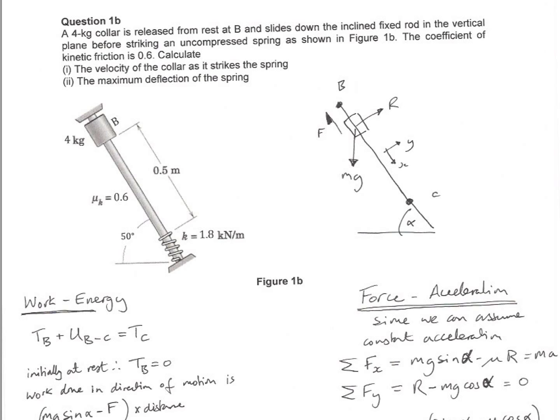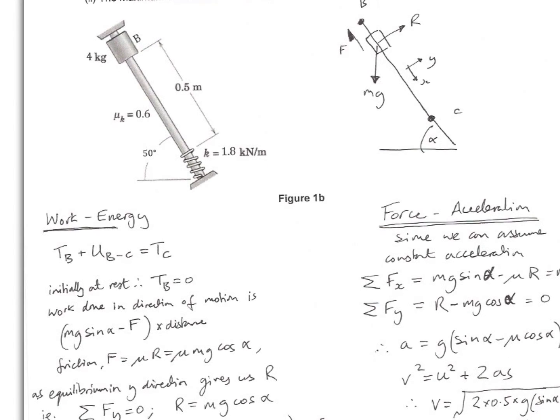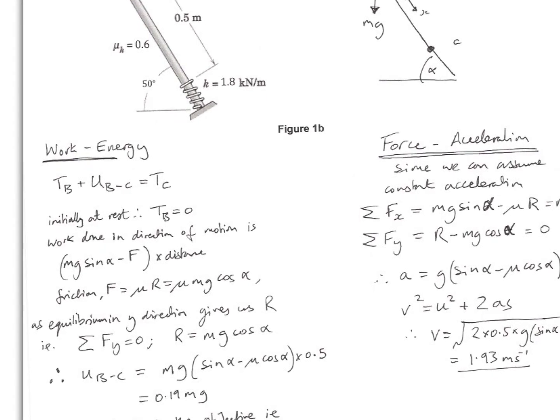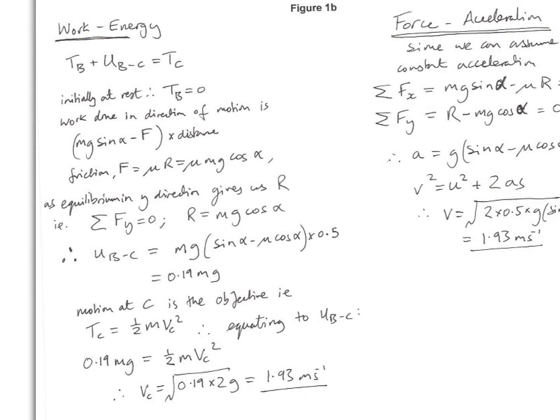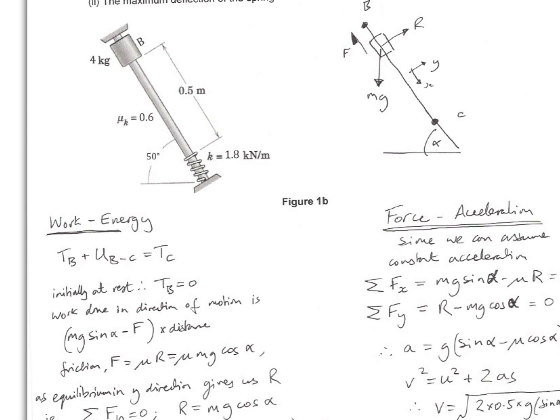And there's two ways you can solve this. Fairly similar to start with, but subtly different in the way in which they're applied. The first of which is work energy, and in this case you're saying that the kinetic energy at point B plus the work done between B and C is equal to the kinetic energy at point C. So T B, plus work done B to C, is equal to T C. It's initially at rest, so first off you can say that the kinetic energy at the beginning is 0.